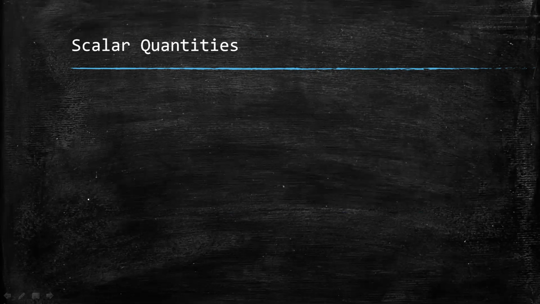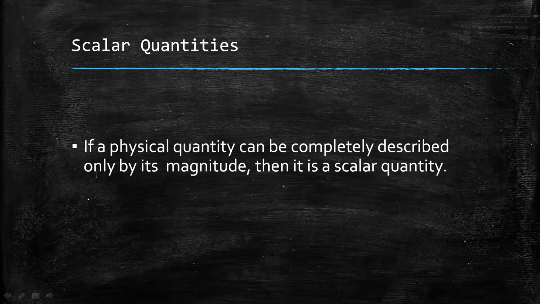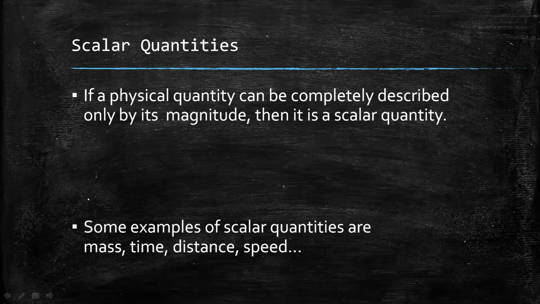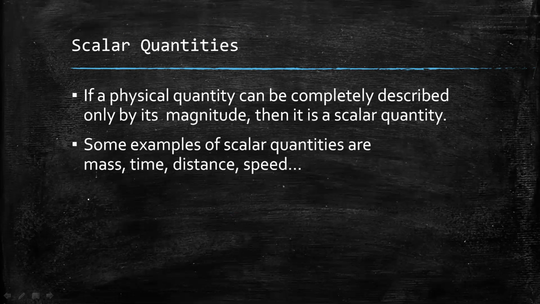With the number, the specification about the wind direction is also necessary. So some quantities need only magnitude. These quantities are called scalars. They need only magnitude for their description. Examples are mass, time, distance, speed. All these come under the category of scalars.